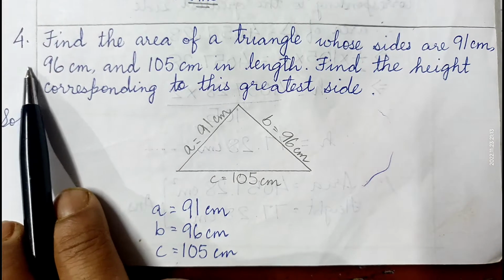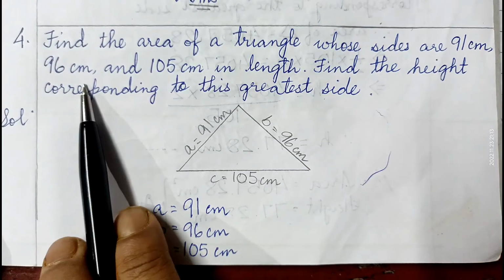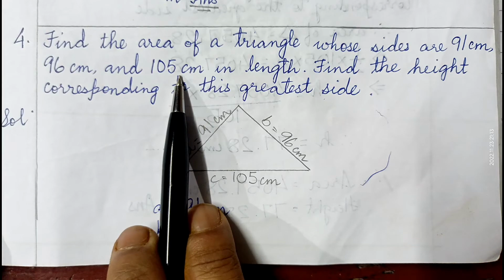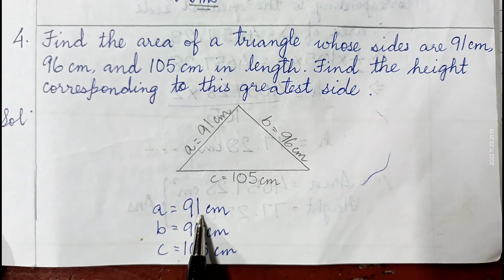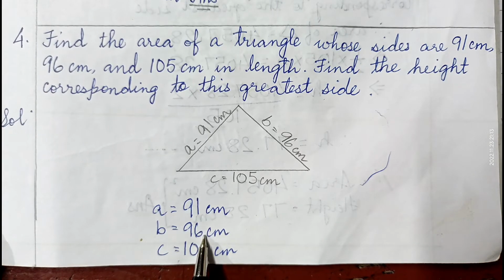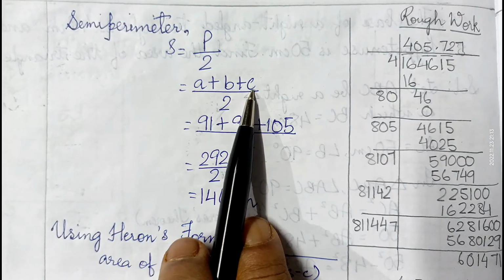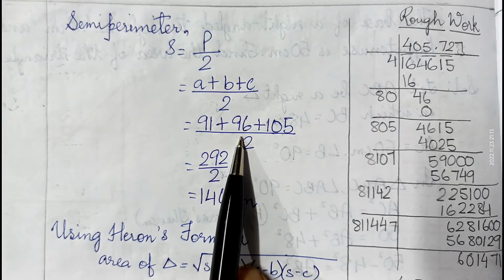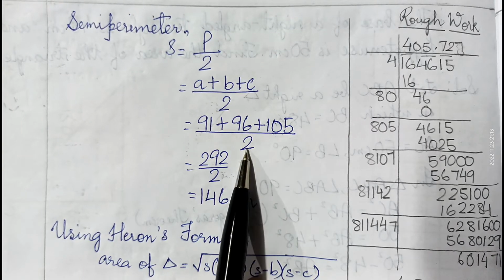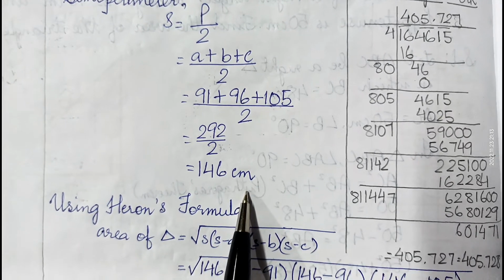In question number 4, it is given find the area of a triangle whose sides are 91 centimeter, 96 centimeter and 105 centimeter. Find the height corresponding to the greatest side. Here A is 91 centimeter, B is 96 centimeter and C is 105 centimeter. Here semi-perimeter S will be perimeter by 2. Perimeter is sum of all the sides. So A plus B plus C divided by 2 will be 91 plus 96 plus 105 divided by 2. On adding, it will be 292 by 2, which will give 146 centimeter.